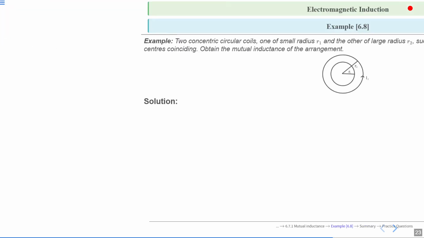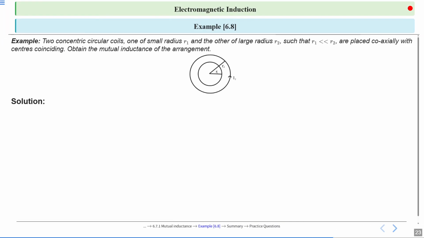Okay, let's see the solution. So I2 current is flowing through the large coil having radius R2. If I am speaking R2, then I am pointing to the larger coil. If I am speaking R1 coil, I am pointing to the inner coil, that is smaller.